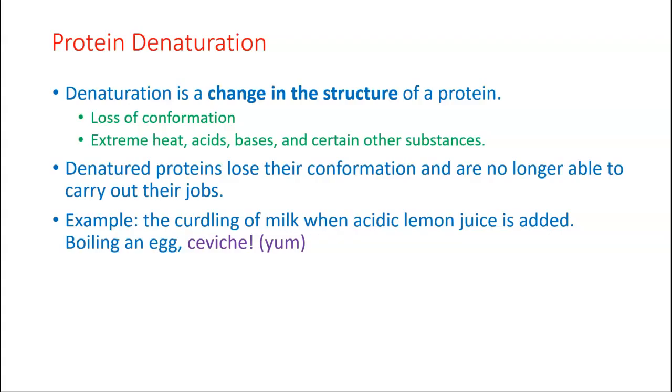Another way that proteins can be denatured is by being exposed to acids. A base can also denature a protein, but acids are better at it, and you don't need to know why. So if you add anything acidic to milk, it'll curdle.